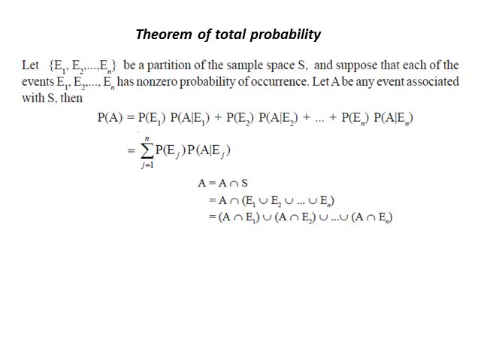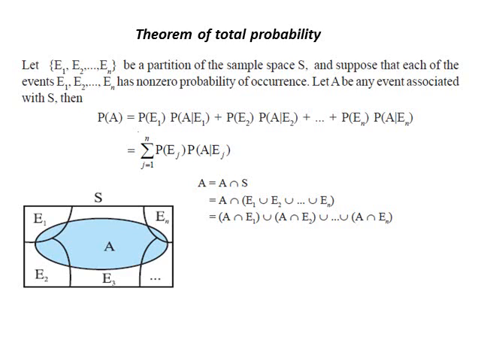As S is sample space, so A intersection S equals to A. Now, E1, E2, E3 and so on En be a partition of sample space. Therefore, S equals to E1 union E2 union E3 and so on union En. By distributive property of sets, this is equals to A intersection E1 union A intersection E2 and so on. Students, you can understand it with the help of this figure also.